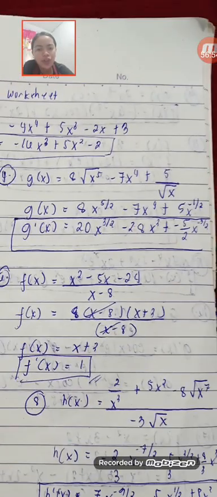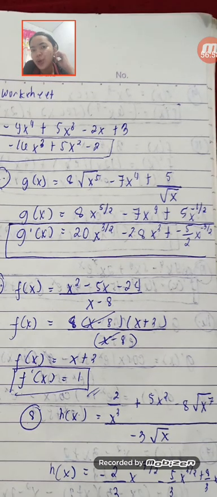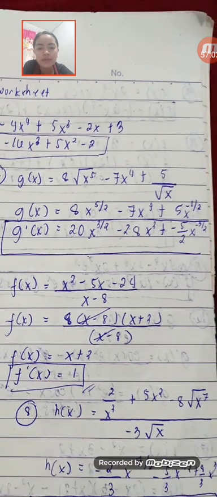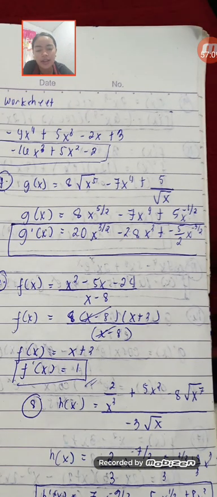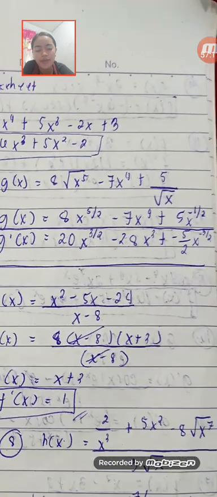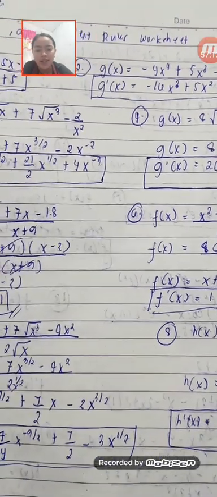In this part as well, you just need to simplify or rewrite them first, because the square root is kind of very confusing for getting derivatives. That's why we just need to rewrite this in exponential form. That's why we come up with this answer.